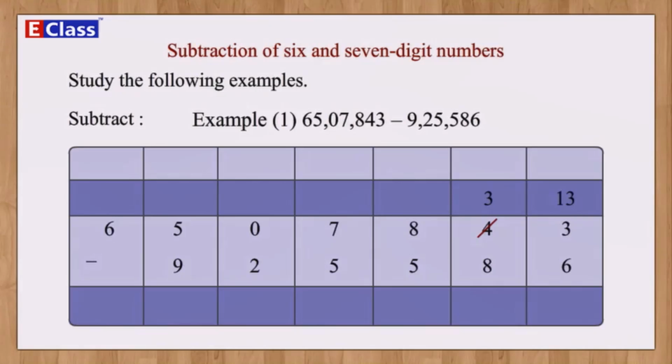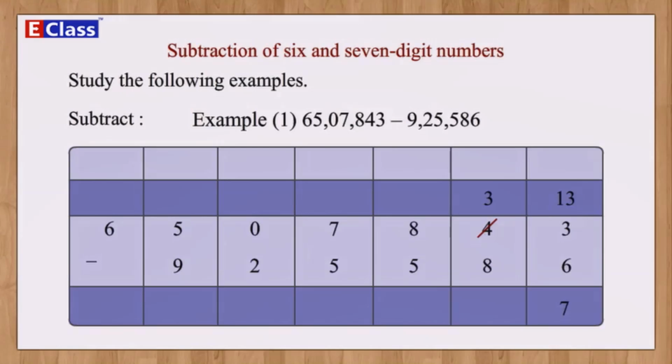We subtract the tens place. But we had borrowed 1 ten from 4 tens of the tens place. Therefore, 3 tens remain at the tens place. We cannot subtract 8 tens from 3 tens. Therefore, we shall borrow 100 from the hundreds place.